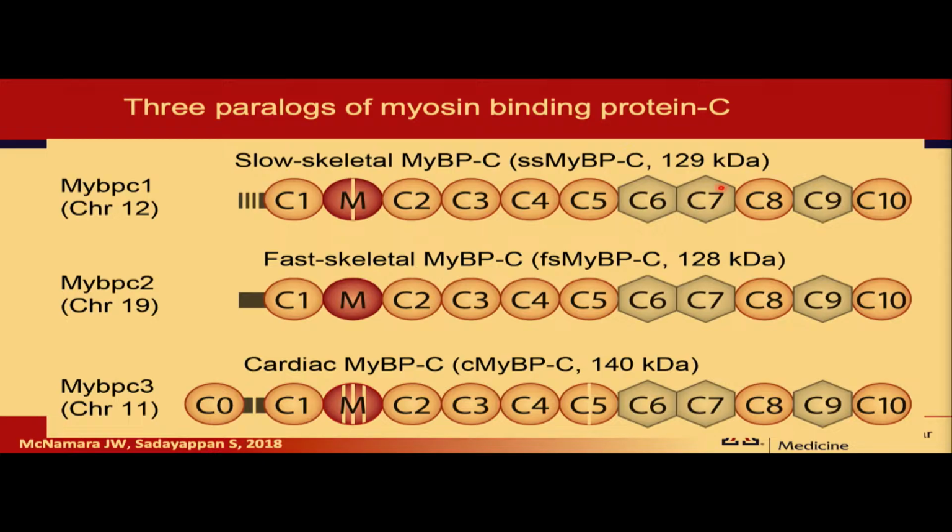As you can see, they have very close, similar domain structures. The round shapes are the immunoglobulin domains, and the others are the fibronectin domains. Cardiac has an extra 100 amino acid C0 domain, a couple of phosphorylation sites, and a unique insert within the C5 domain. But mutations in skeletal myosin binding protein C can cause skeletal disease, not cardiac disease, because they are not expressed in the cardiomyocytes. So why do we have to study myosin binding protein C?